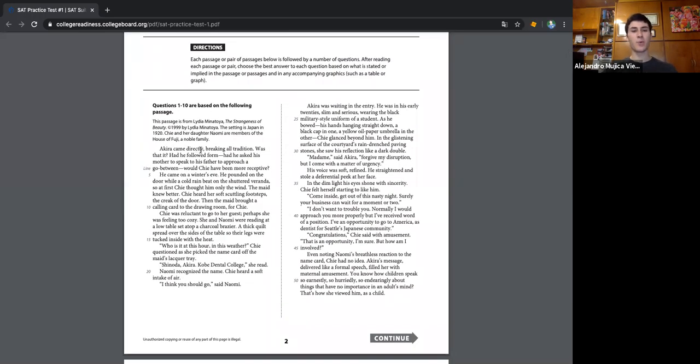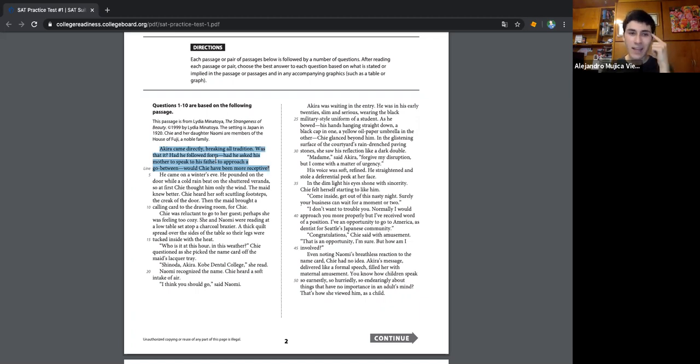Akira came directly, breaking all tradition. Was that it? Had he followed form, had he asked his mother to speak to his father to approach a go-between, would Chie have been more receptive? This is so tangled up. I'm sure some of you might not understand what it's actually saying. But what we mean here is Akira broke all protocol with his request.